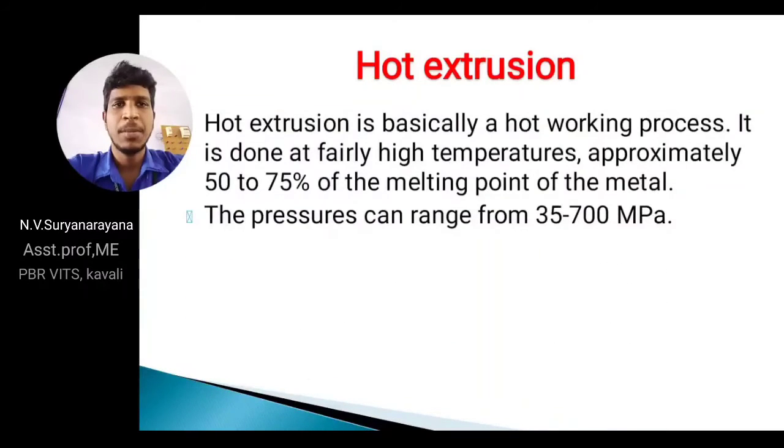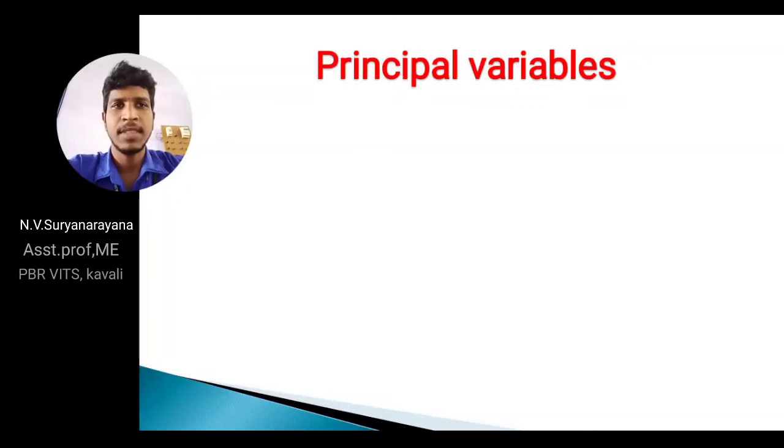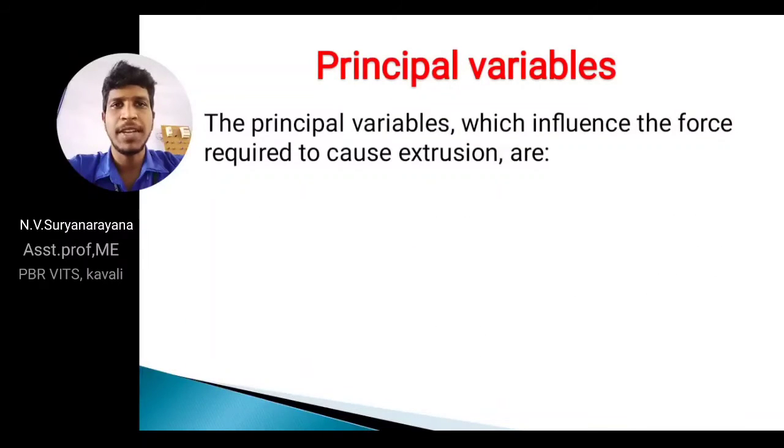Next, the pressures can range from 35 to 700 megapascals. Due to the high temperatures and pressures, there is a detrimental effect on the die life as well as other components. Lubrication is very mandatory in hot extrusion. Next, the principal variables or factors affecting the extrusion process.